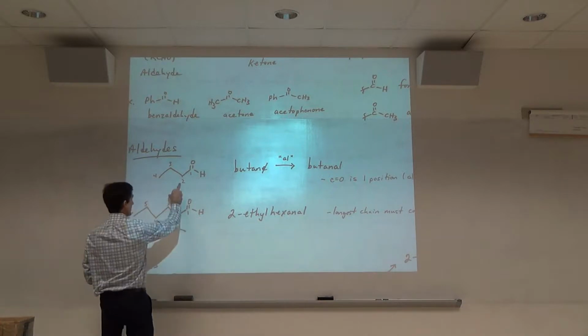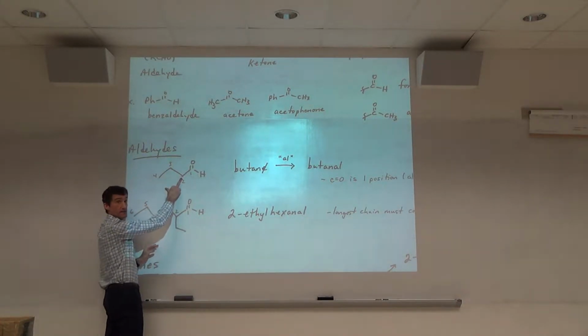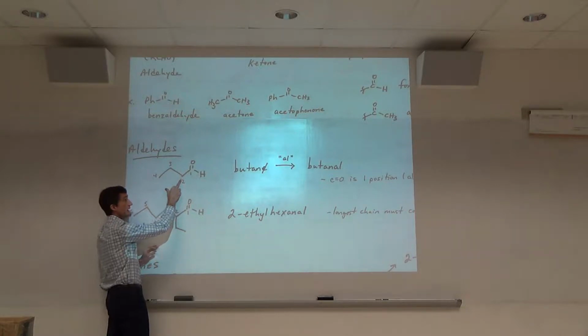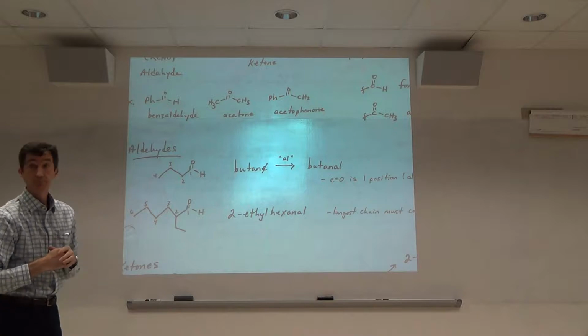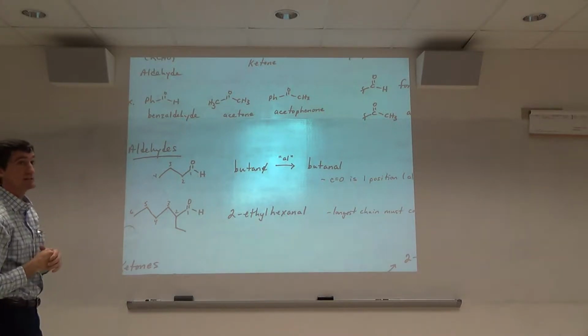What if the carbonyl is here? Would you call that 2-butanal? No, it would not be an aldehyde if the carbonyl was there. It would be a ketone. You can only have an aldehyde at the end of the chain. It's called a terminal functional group. Butanal, that's it.